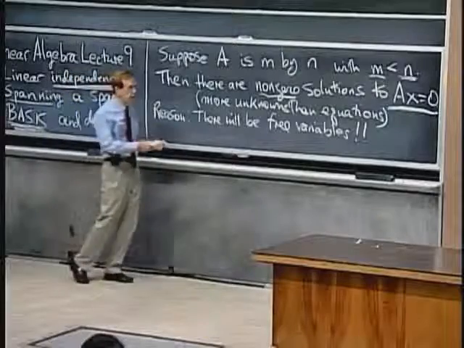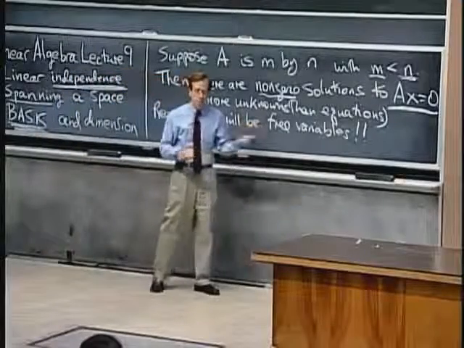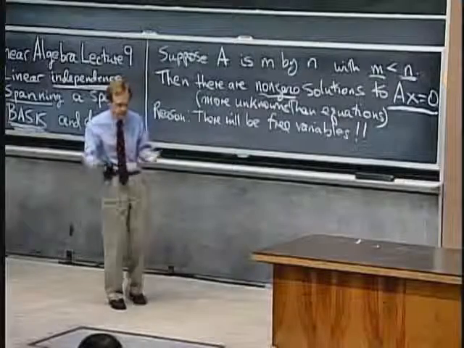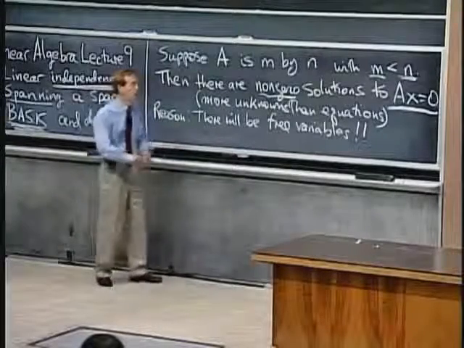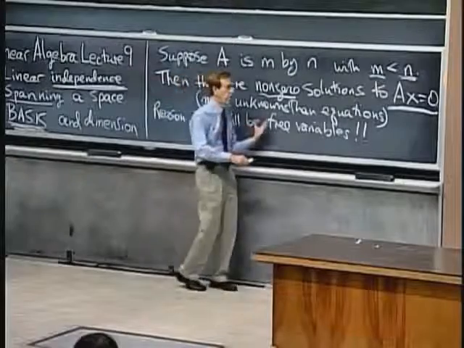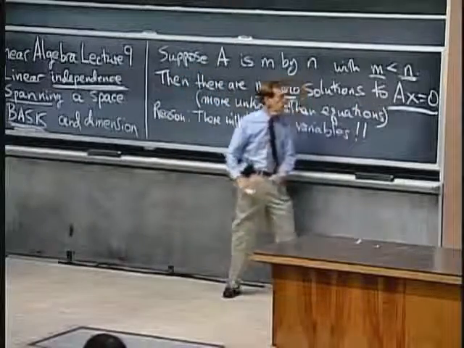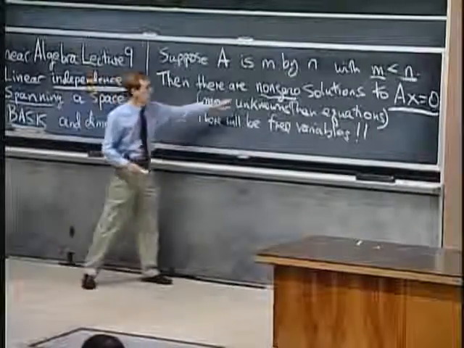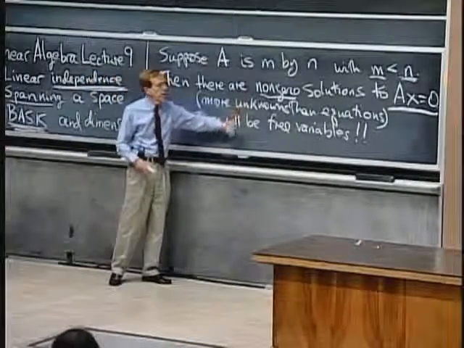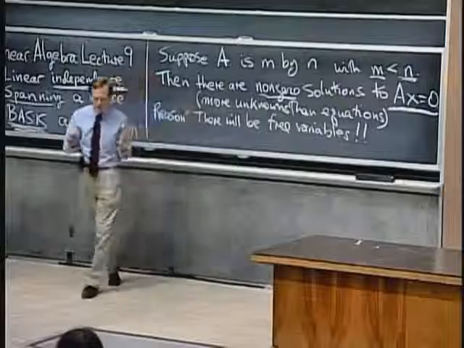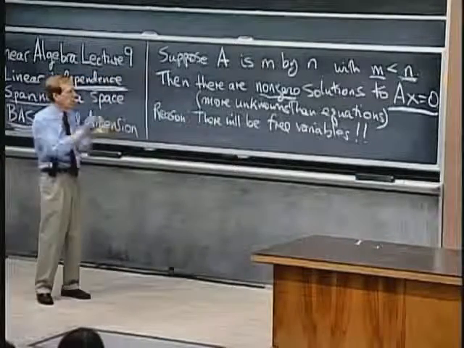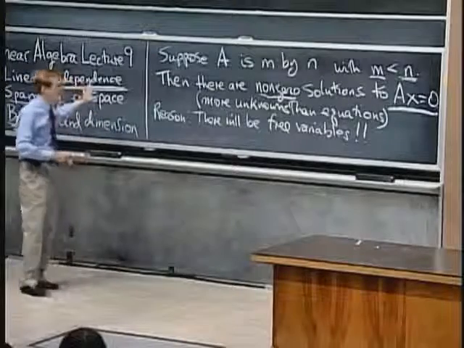And those variables I can assign non-zero values to. I don't have to set those to 0. I can take them to be 1 or whatever I like, and then I can solve for the pivot variables. So then it gives me a solution to Ax equals 0, and it's a solution that isn't all zeros. So that's an important point that we'll use now in this lecture.